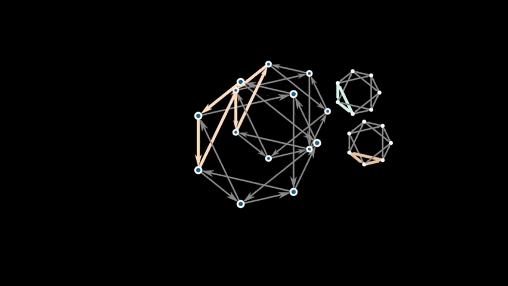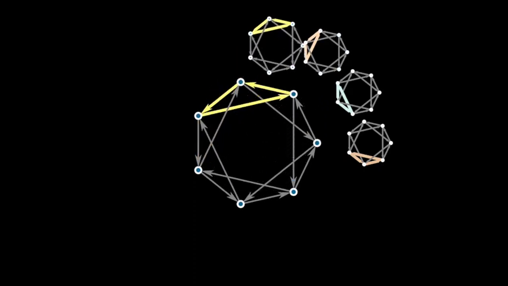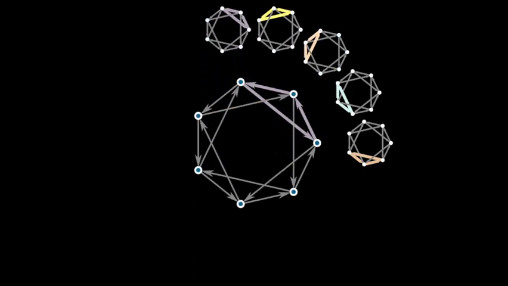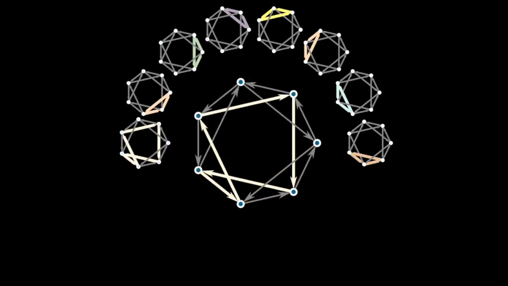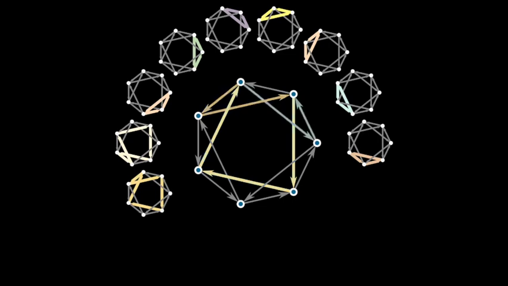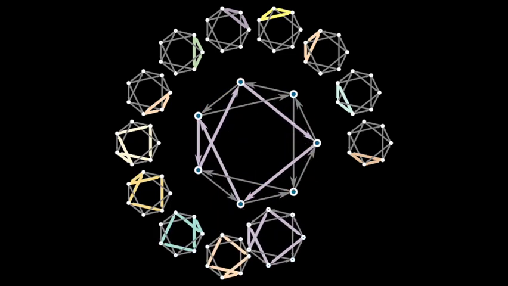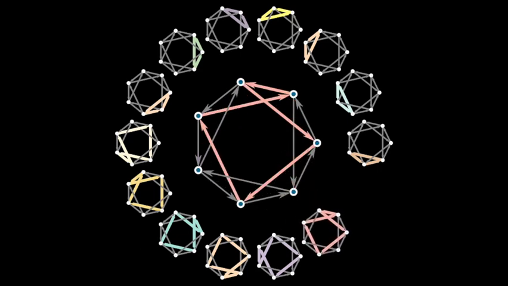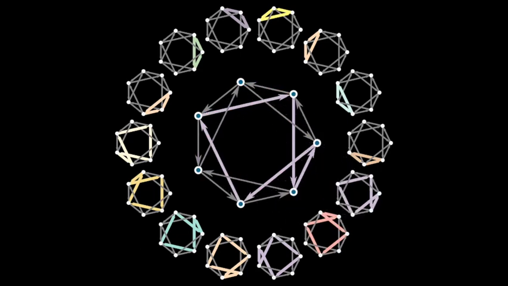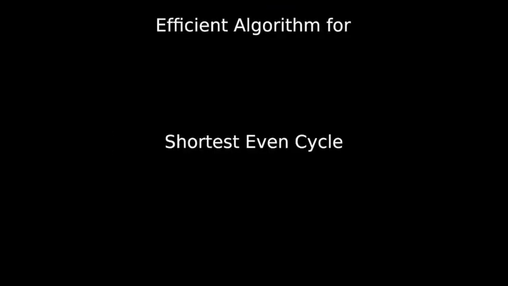Note that both our examples are small enough that we can systematically investigate all cycles in the graph, but in general, graphs have an exponential number of cycles, and checking them all becomes infeasible. So what I want to tell you about in this video is that the shortest even cycle problem can be solved faster than by investigating all cycles. In fact, that it can be solved in polynomial time.